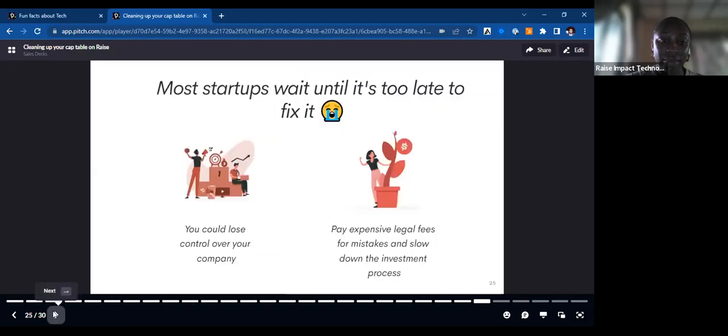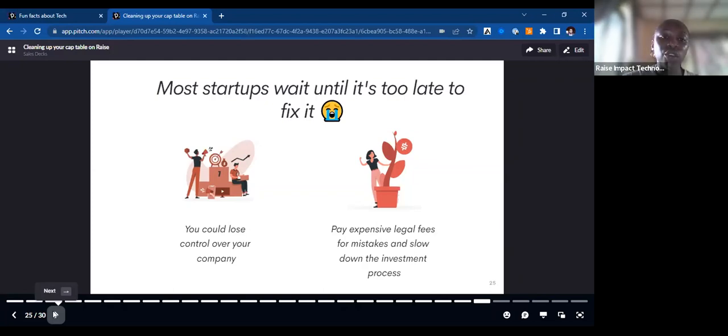Okay. So now, most startups actually wait until it's too late to fix this cap table issue. Now, we're not saying that everyone has a faulty cap table. What we're saying is that it is possible to have a clean cap table, a cap table that's always up to date, because your cap table is extremely important for making financial decisions for your startup. It's also extremely important for you when you're about to fundraise.